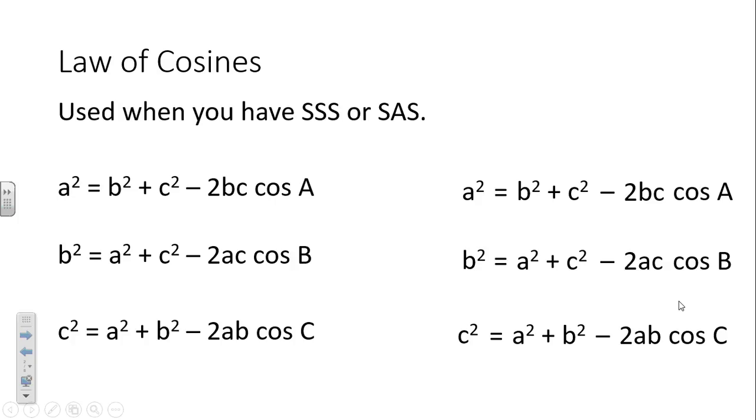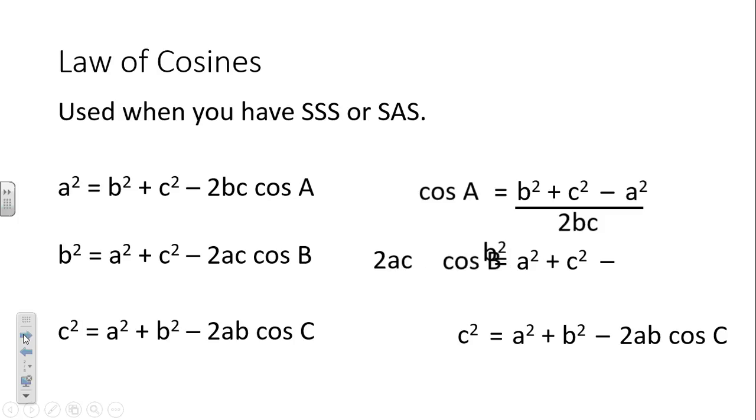Now, watch what happens if we want to rearrange it. If I want to get this cosine of A all by itself, I know all three sides, but I want to figure out what the angle is. Then we're going to have to, first of all, bring this a squared to this side, so it's being subtracted. And then we're going to move the 2bc cosine A over here and then divide. So this is what it looks like. If you want to have the angle isolated and then figure out what the angle is.